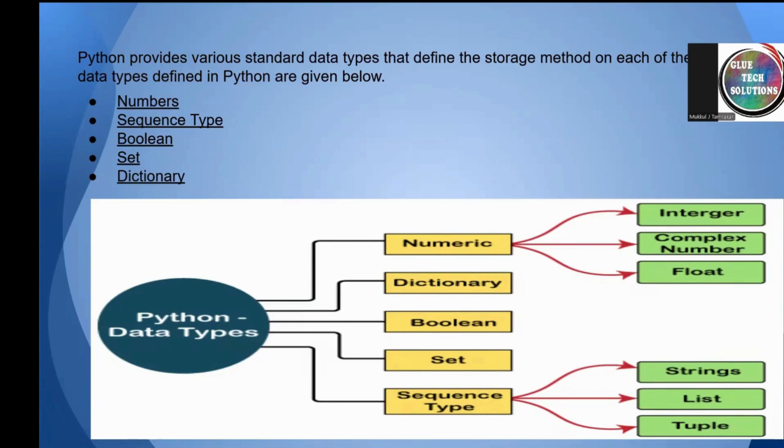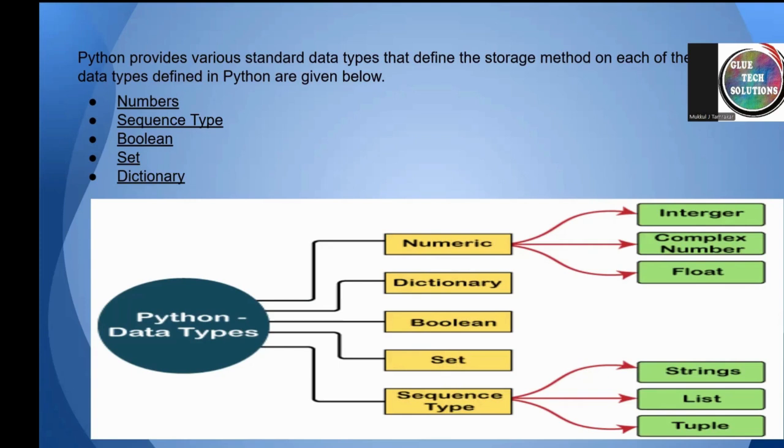We have seen the primitive data types, but there is a complete hierarchy. According to that, first of all, these are the main types: numeric, dictionary, Boolean, set, and sequence. Numeric contains three subcategories: integer, complex number, and float. Integer means whole number and float means decimal value, which we have already discussed. Complex number means a combination, like an equation such as a plus 2b square or like this. This type of equation, from linear algebra, is your complex number.